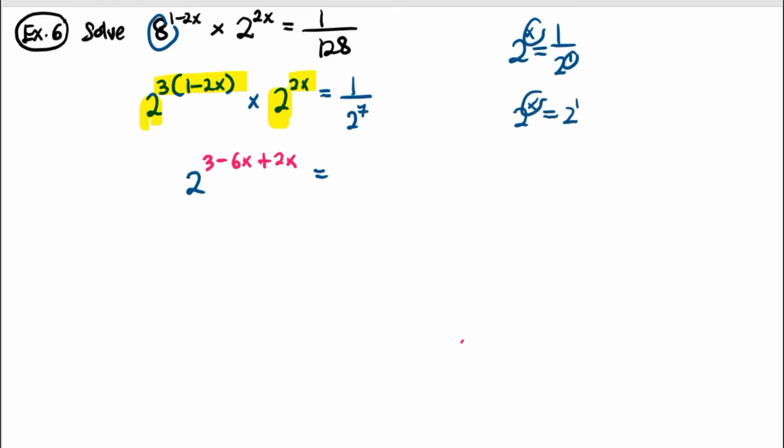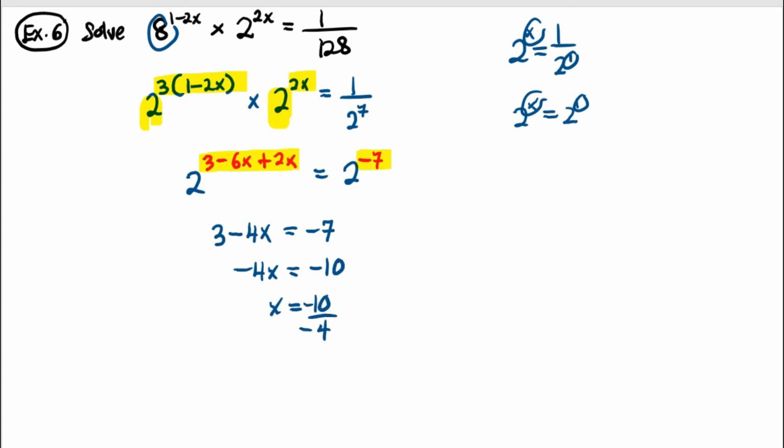Now you can compare. So in this case, you have to bring this to the numerator. How? It will become 2 to the power of negative 7. So now you have one index on the left side, one index on the right side. You can compare the index because they have the same base. So we have 3 minus 4x, which is equal to negative 7. Negative 4x is equal to negative 7 minus 3, which will become negative 10. Therefore, x will become 10 over 4.